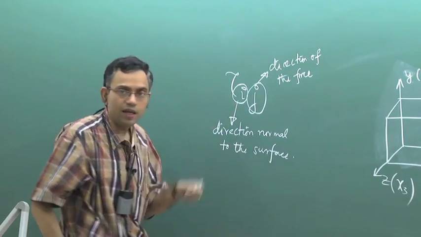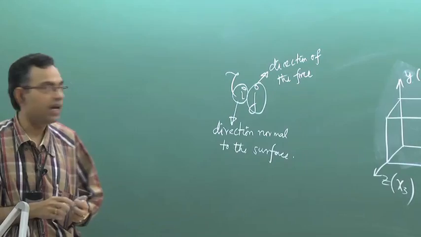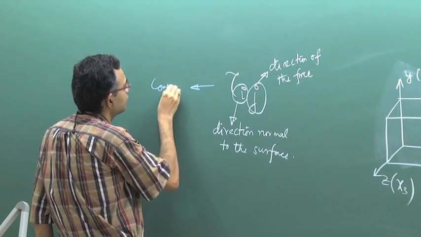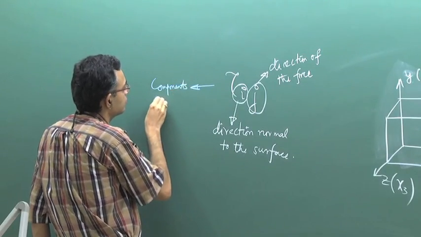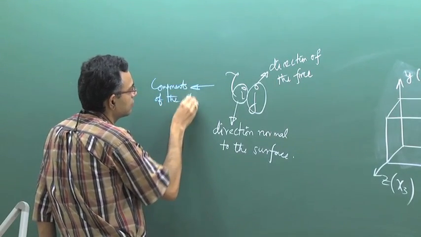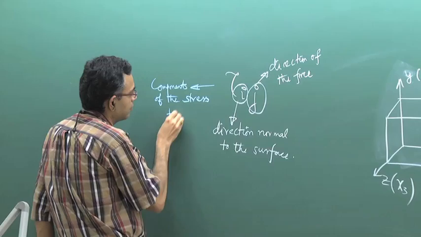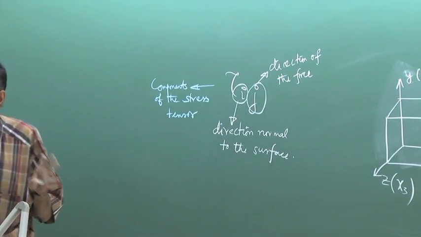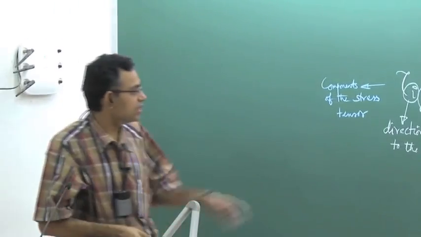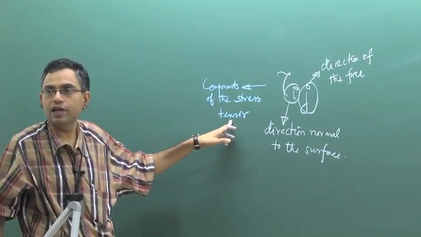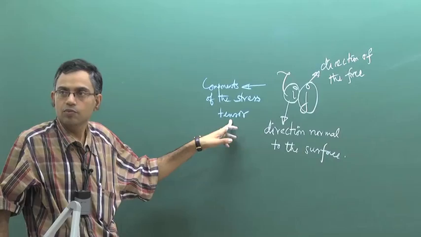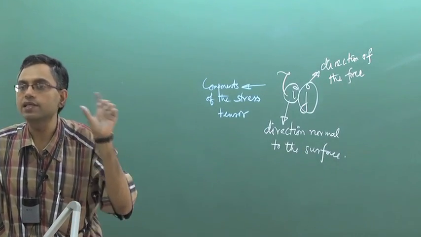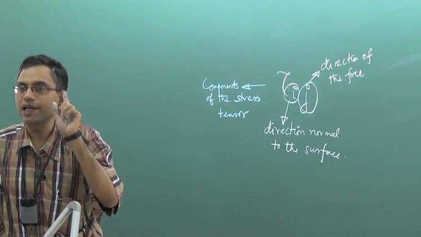So, you can see that this tau ij, which are called components of the stress tensor, is not a vector. This is the first thing that we understand. This is something a little bit more general than a vector. Why is this more general than a vector? A vector requires how many indices for its specification? It requires one index for its specification.